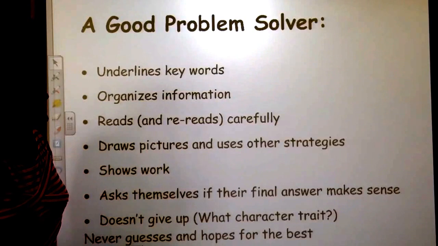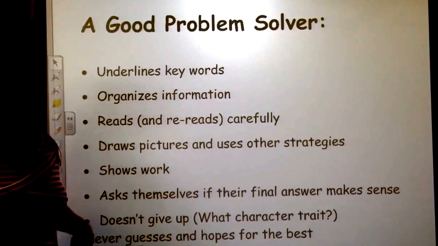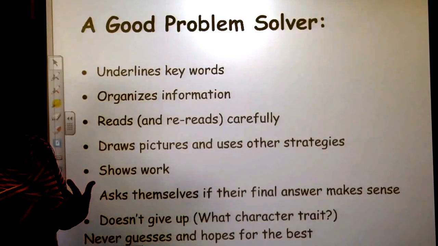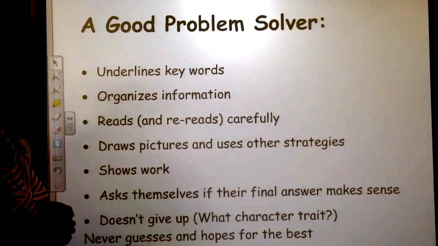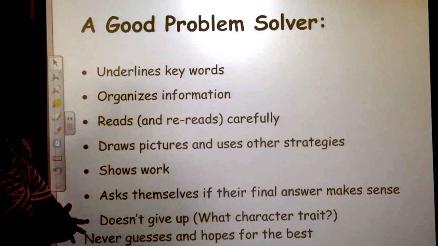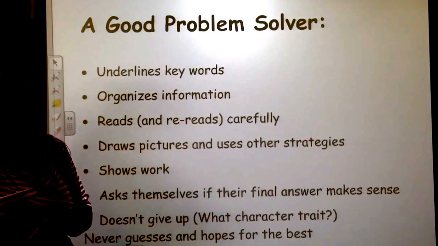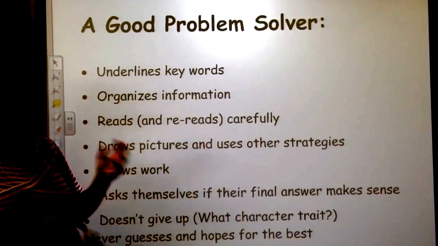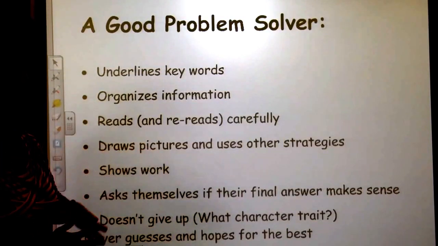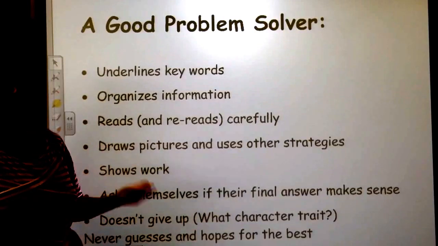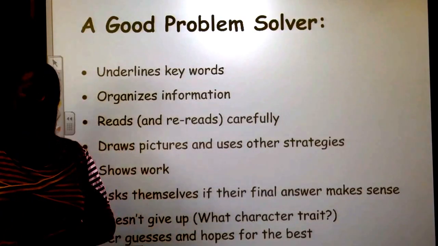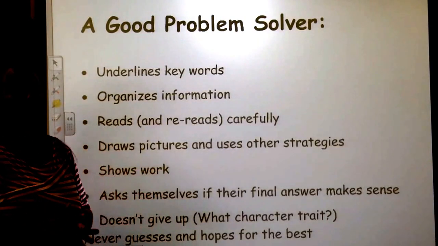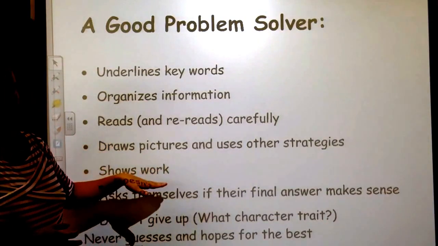So, steps in becoming a good problem solver. A couple of things you need to do. First of all, underlining your keywords. Very important in those word problems, finding those keywords. Organizing your information. Reading and rereading carefully. That's very, very important to read and reread again. Draw pictures and use other strategies. Now, you're not going to draw a picture for every single word problem, but some problems do make it easier if you draw a diagram.